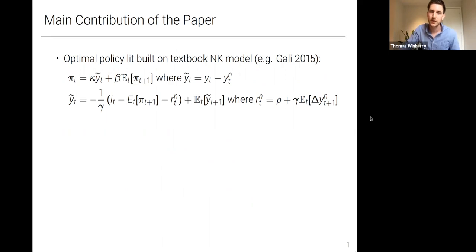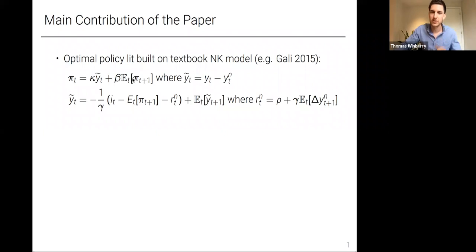Of course, that literature builds on the textbook New Keynesian model. I think it might be useful to put down some notation, so I'll take the notation of that model from Galí. That model has two key equations, as I'm sure we all know. The first is the New Keynesian Phillips curve. Inflation is related to the present value of marginal cost, which in recursive form says inflation is going to be related to this measure of marginal cost plus expected future inflation.